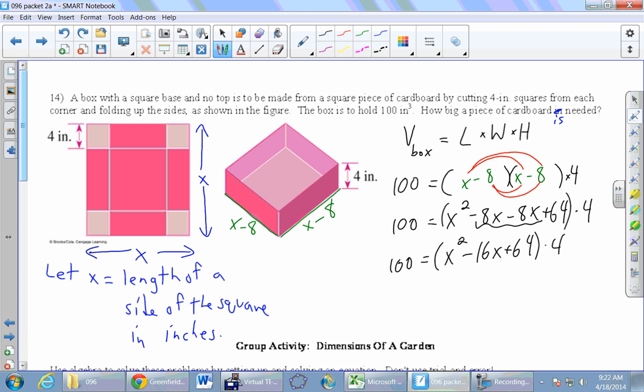What do you want to do to both sides? Let's divide both sides by 4. Because it's going to make everything smaller. We don't have to distribute. And 100 is perfectly divisible by 4, so this is good. Divide both sides by 4. It's not wrong to distribute, and you will get the right answer at the end if you distribute. It's just going to be bigger numbers.